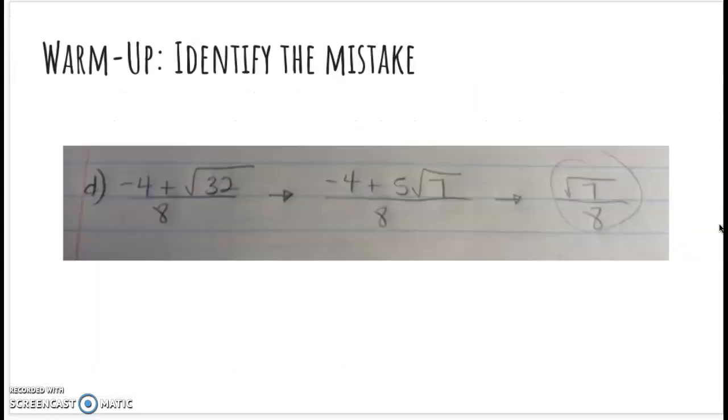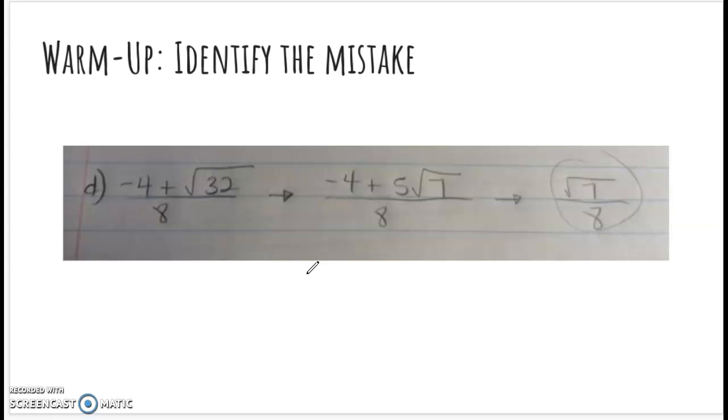All right, so our warm-up here is to identify the mistake. You could go ahead and pause the video and give this problem a try. For those of you who haven't paused the video, or if you're just coming back, let's take a look at this together. So it looks like, let's see here, did they find the square root of 32 to be 5 square root of 7? I do not think 5 square root of 7 is the square root of 32. I think that's our first mistake that's happening here.